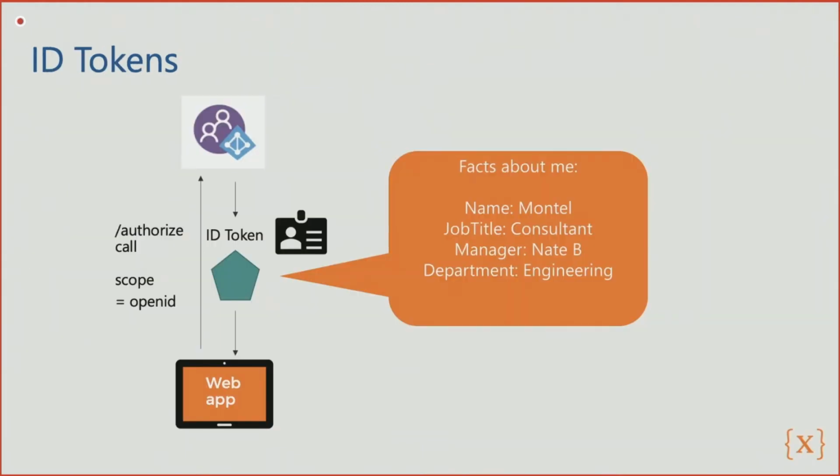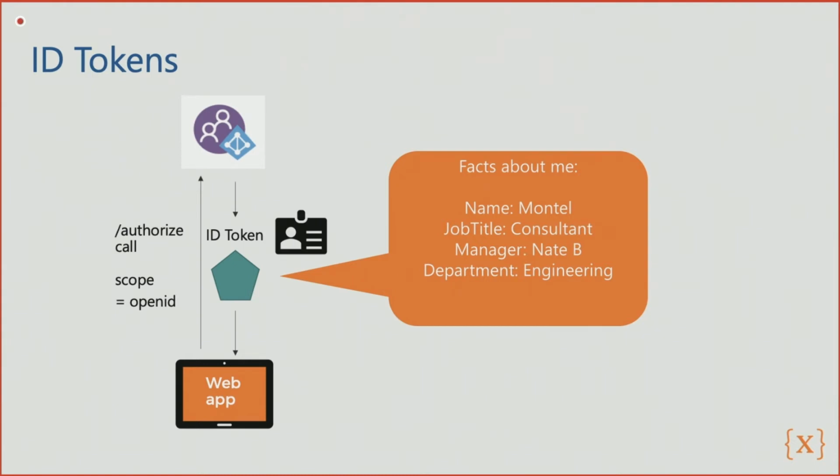So ID tokens, this is the flow of how they're obtained. The web app calls out to its IDP like B2C. And what you're seeing there in the text is the parameters that are on the HTTP request. So an authorized call with a scope equal to OpenID Connect, and then a token is returned.